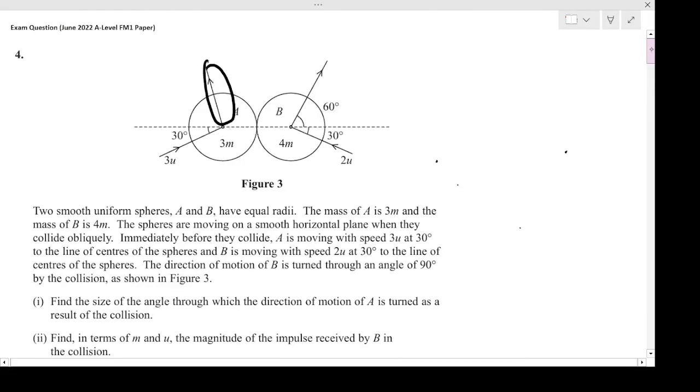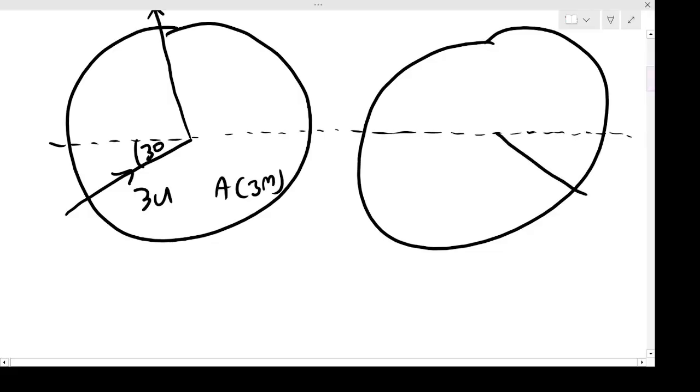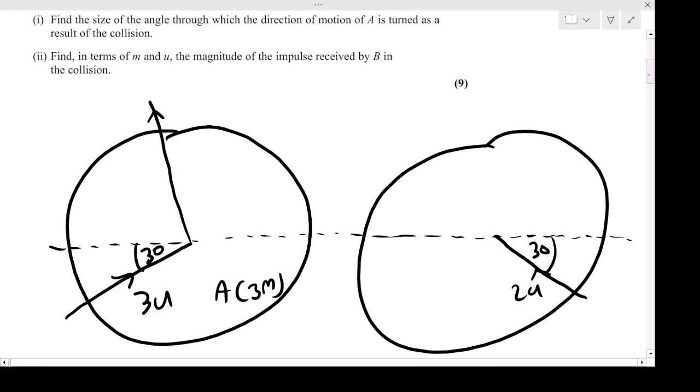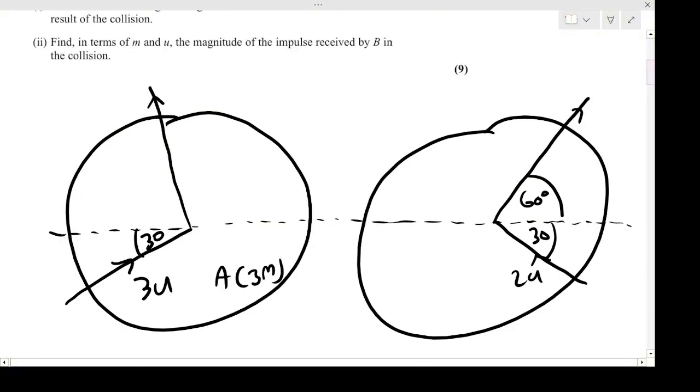Okay, then for B, before the collision, it's going to look like that. So it's going to attack the line of centers like that with speed 2u and an angle of 30. Then after the collision, it's going to rebound like that. And we're also given an angle quite nicely of 60. Now, because we have the angle here, we can actually find the components afterwards for B without having to just solve in the normal way.